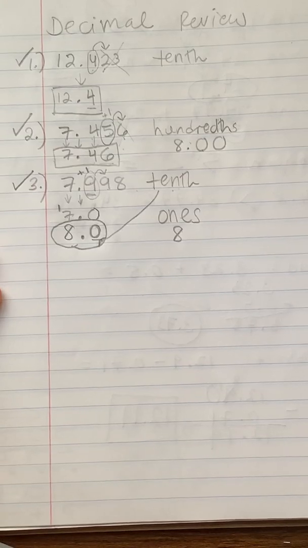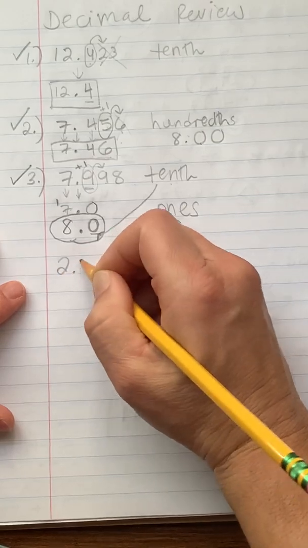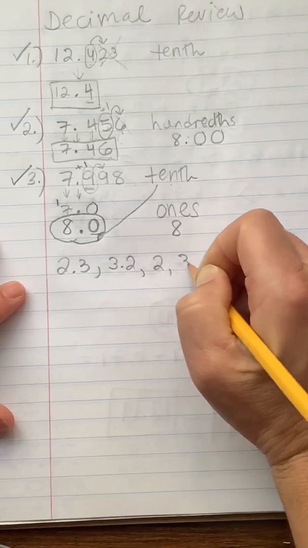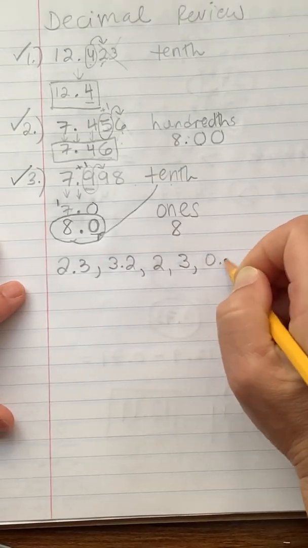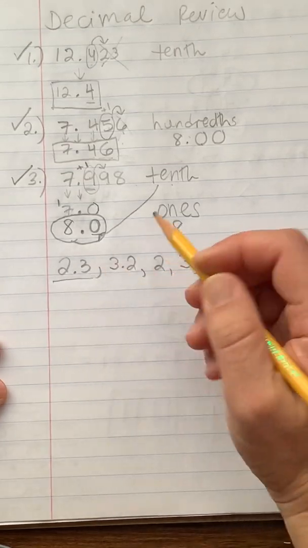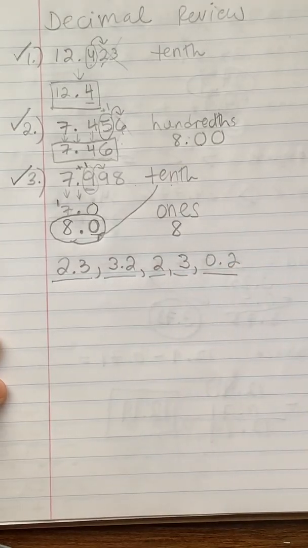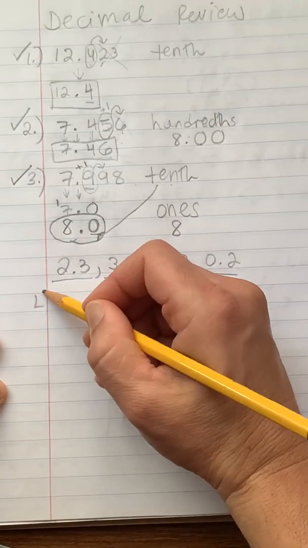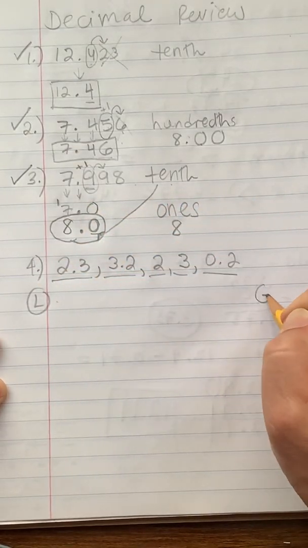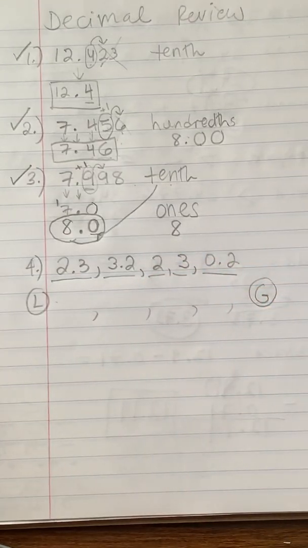Okay, now let's review ordering decimals. Please copy this down. Okay, I wrote 5 numbers: 2 and 3/10, 3 and 2/10, 2, 3, and 2/10. Please order these from least, I'm putting an L for least. Oh, by the way, this is problem number 4. Least to greatest. Okay, so you're going to need to pause the video, order the numbers, and then unpause it.